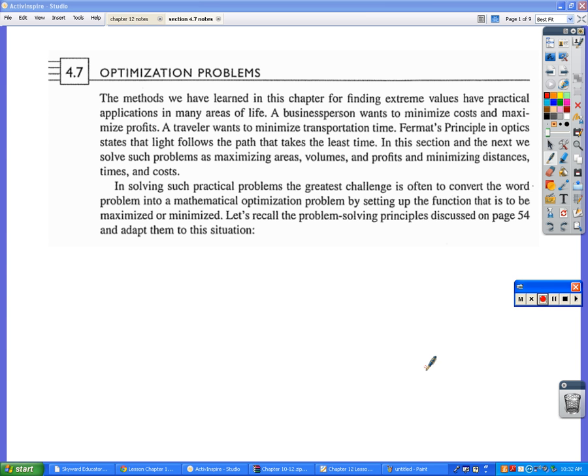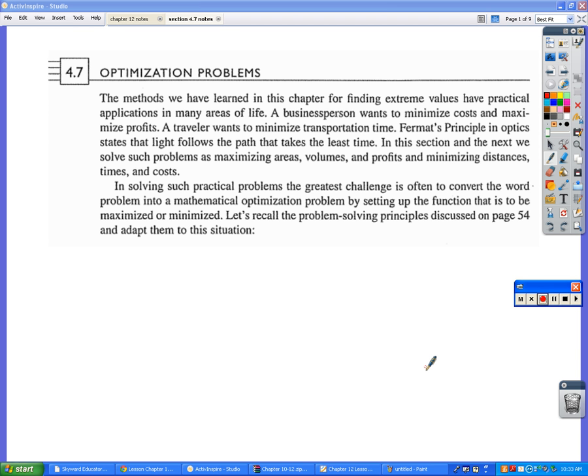A traveler wants to minimize transportation time. Fermat's principle in optics states that light follows the path that takes the least time. In this section and the next, we solve such problems as maximizing areas, volumes, and profits, and minimizing distances, times, and costs. In solving such practical problems, the greatest challenge is often to convert the word problem into a mathematical optimization problem by setting up the function that is to be maximized or minimized.